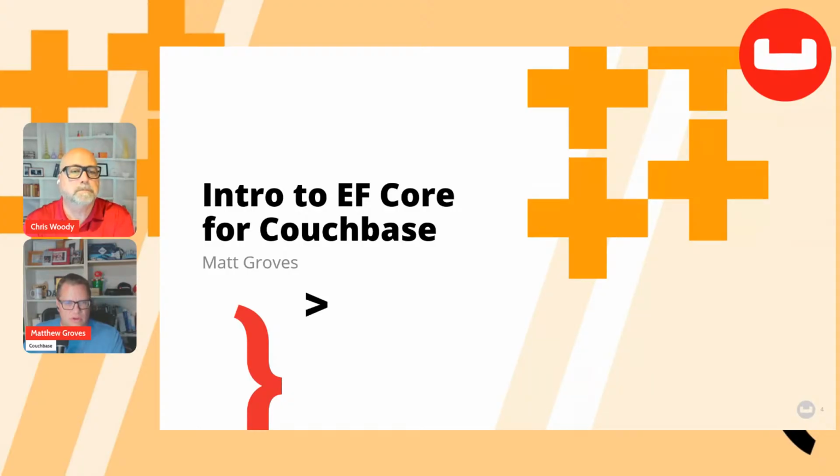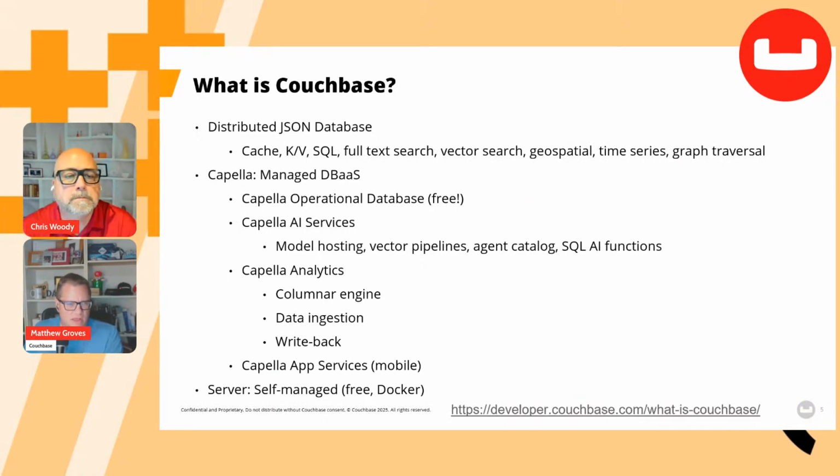I think Chris was showing a relational database in his demo. Couchbase is not a relational database. I would say it's a distributed JSON database, sometimes called NoSQL. It's a little more than just a JSON database, though. There's lots of things you can do with Couchbase. So, built-in cache, you can do key value access, SQL queries, full text search, vector search, geospatial, et cetera, et cetera. That's kind of the core of Couchbase.